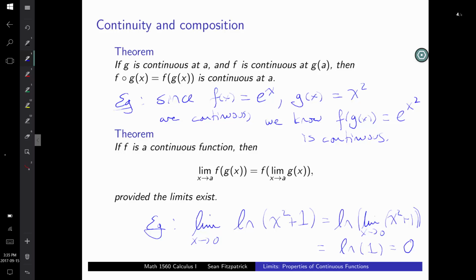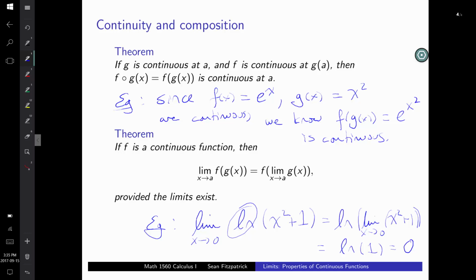But it is important that you demonstrate some awareness of continuity when you do this sort of thing. When you bring a limit inside, you are relying on the fact that you know this outside function, something like the natural log, is continuous.